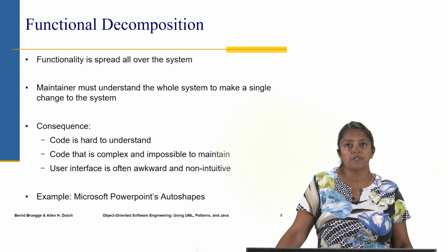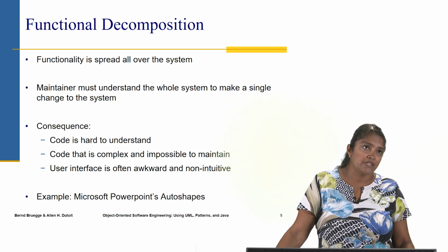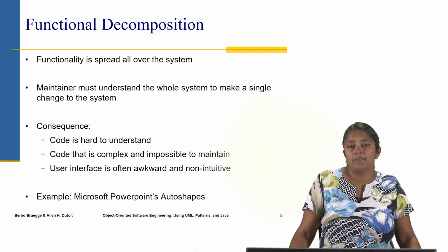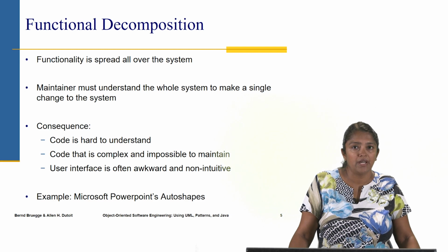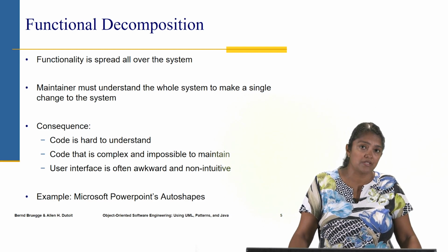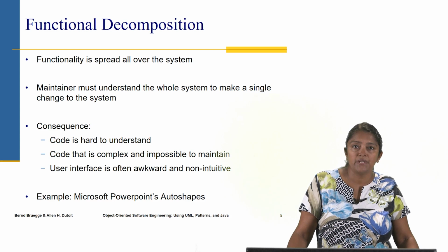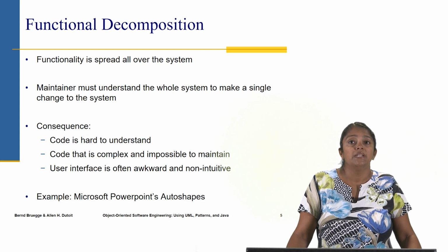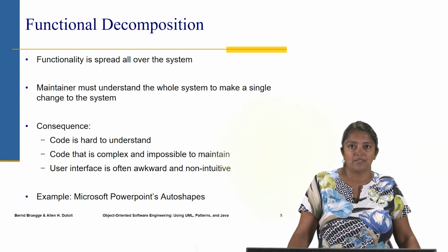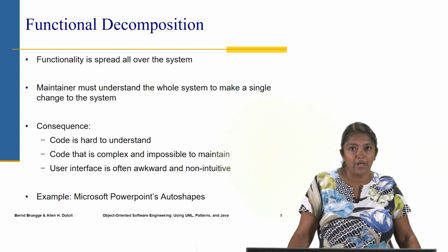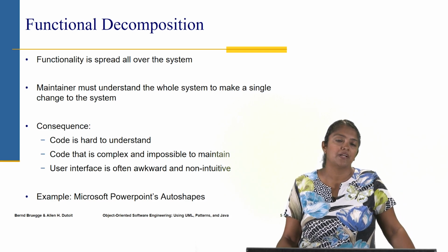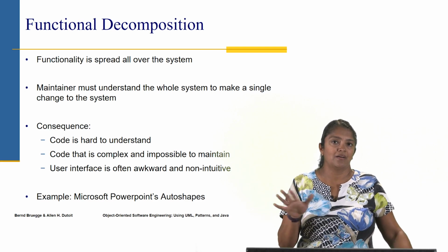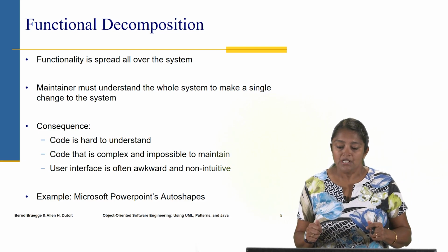Why is functional decomposition important? The reason for that is functionality is spread all over the system, and if there is a maintainer of the software, then they need to have a good understanding of the entire system. If an enhancement needs to be made, or if we come across a bug and something needs to be fixed in the system, the maintainer needs to know where this change has to happen, and in order to be able to make that change, he or she needs a good understanding of that entire system, and functional decomposition is one way to gain a good understanding in that way.